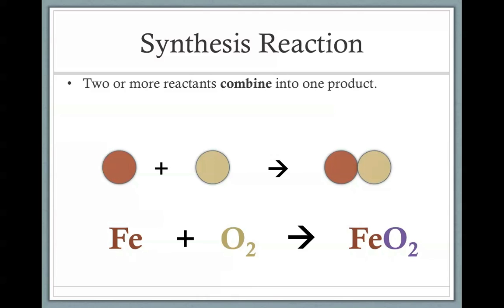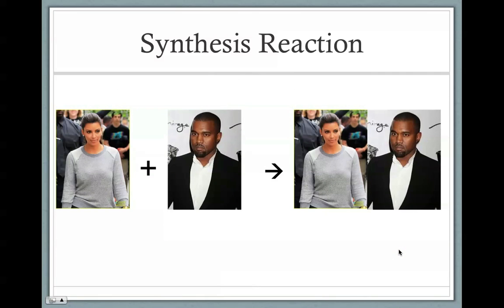So the big idea you're going to be looking for when you classify a synthesis reaction is that you have many pieces on the reactant side and only one piece on the product side, because all of your reactants are going to come together to form one product. Now, a representation of this in real life would be any couple that starts dating. That is representing a synthesis reaction.